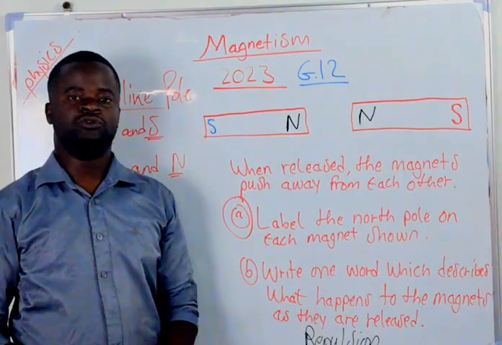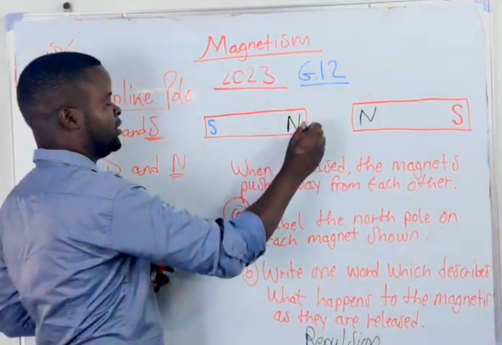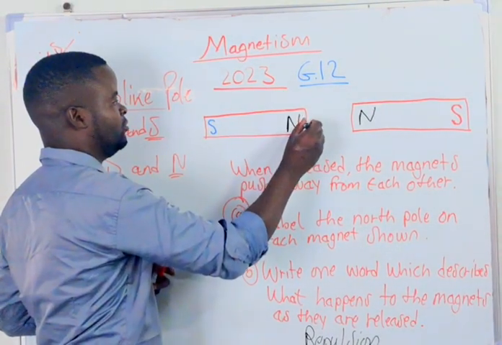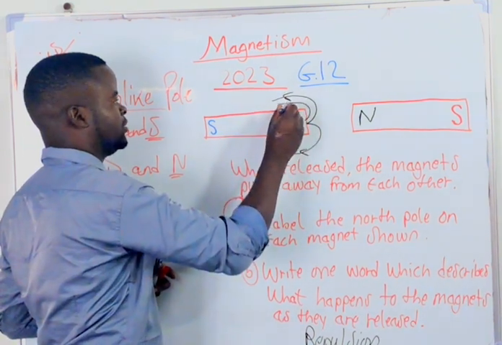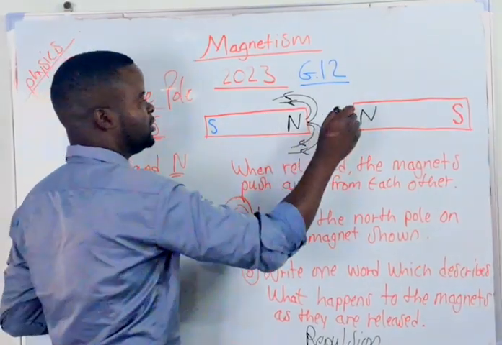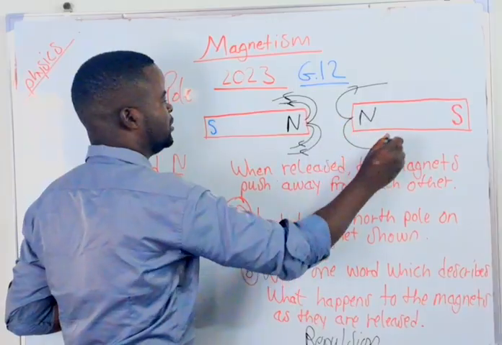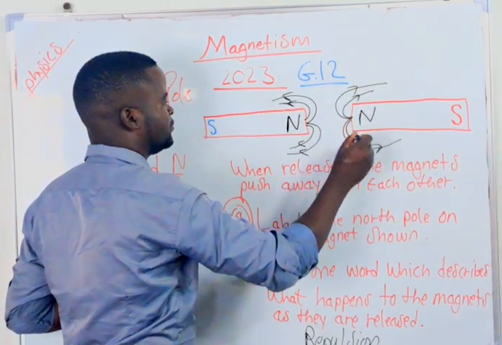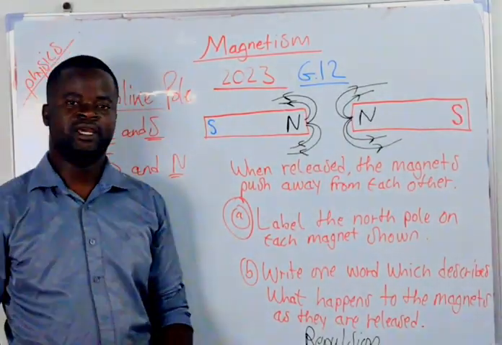If you are told to draw the magnetic flux or the directions, you need to indicate the magnetic flux like this, showing the direction in which the magnetic flux is going. This is how it should be shown, because the forces are pushing away from each other, and this is going to be the direction of the magnetic flux. So we have the directions like this. So this is how you need to end your question.